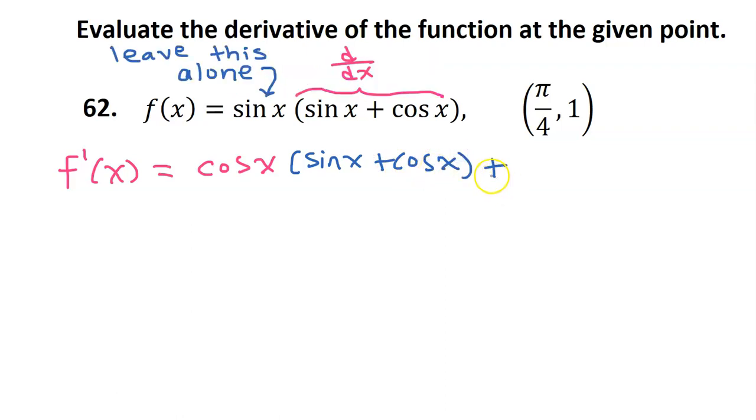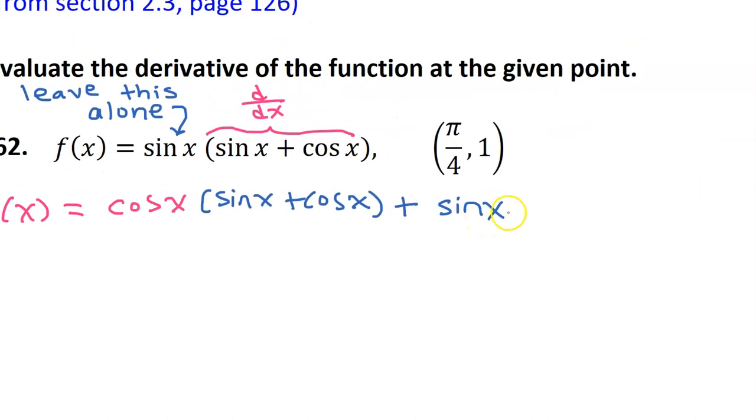And then we put a plus, but this time through we leave the first factor alone and we take the derivative of the second factor. So leaving the first factor alone, we have sine x, and taking the derivative of the second factor, the derivative of sine is cosine, but then the derivative of cosine is negative sine.